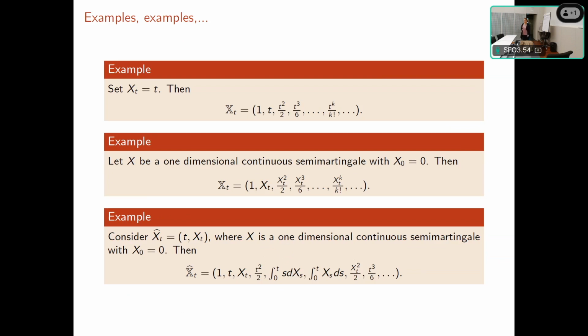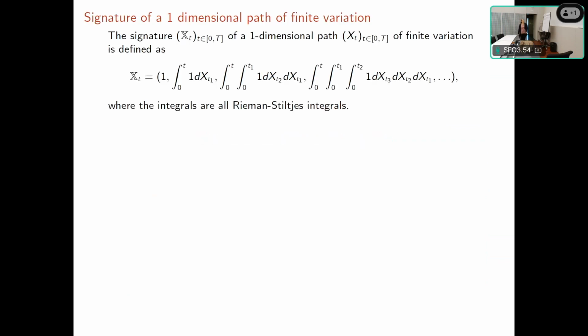Now, let's be a bit more rigorous. What is the signature? It is the collection of all the iterated integrals. It means that you start with 1, then you integrate with respect to X, then you take the object that comes out and integrate again with respect to X, and so on, as many times as you want.